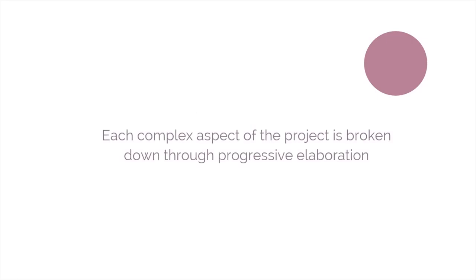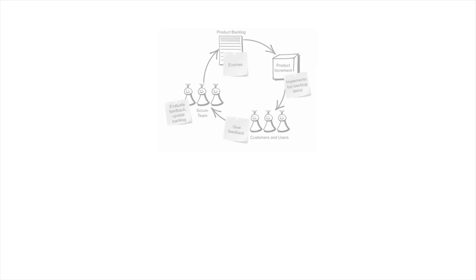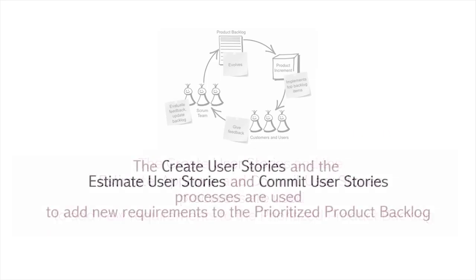Moving on, each complex aspect of the project is broken down through progressive elaboration during the Groom Prioritized Product Backlog process. The Create User Stories, Estimate User Stories, and Commit User Stories processes are used to add new requirements to the prioritized product backlog.